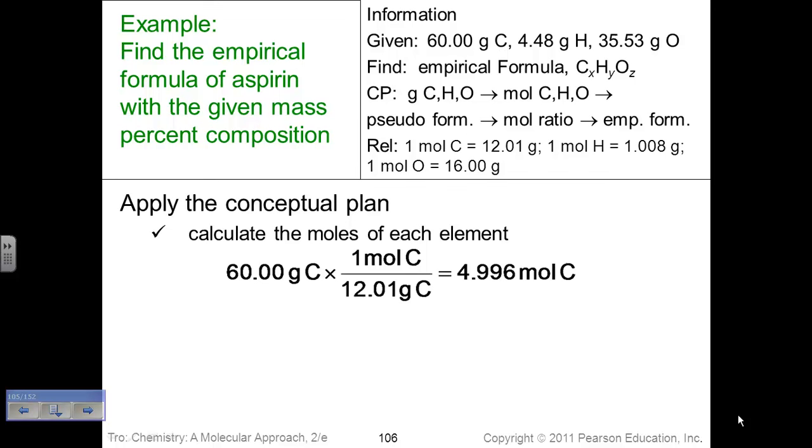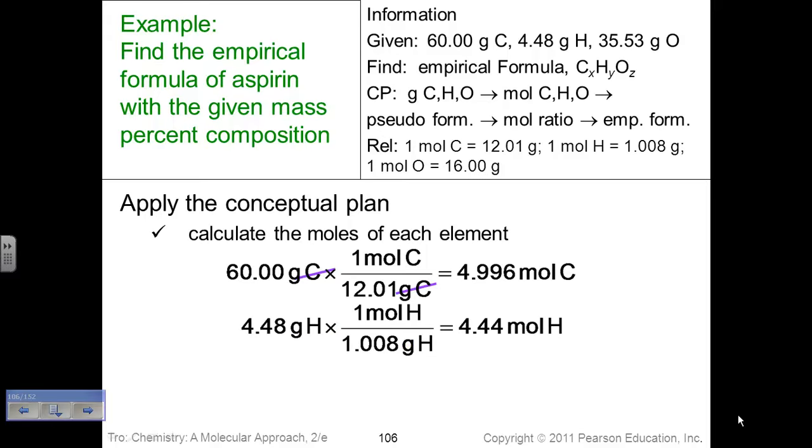60 grams of carbon divided by its atomic weight of 12.01 tells us we have 4.996 moles of carbon. We want the mole given grams. We divide by atomic mass to convert mass into mole. Heading into the mole is always divide by. Heading out of the mole is always a multiply by.